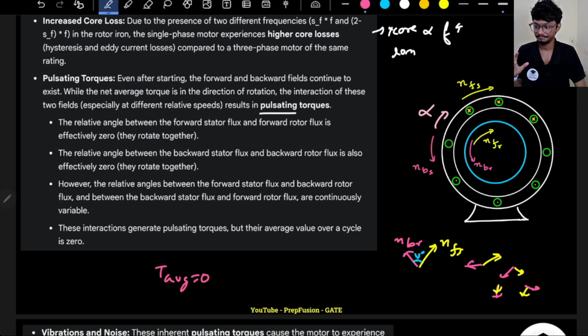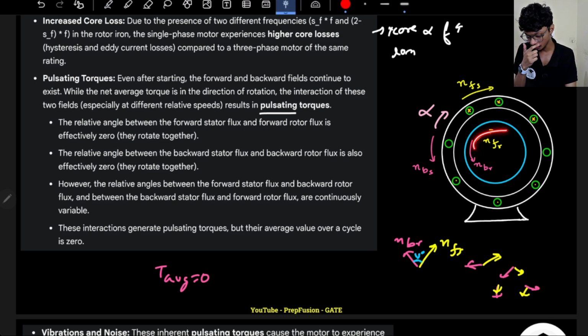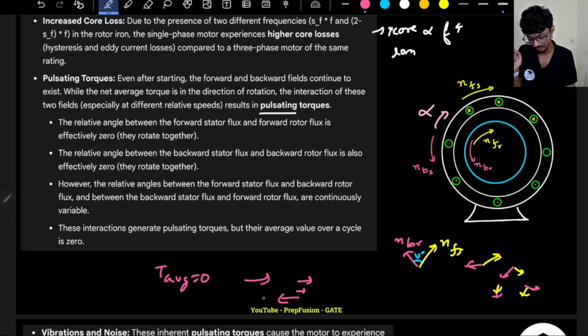But in between, when the rotor is rotating, it is still producing some torque, because the angle between the forward rotor field and the backward stator field is not either 0 or 180. It is sometimes 10 degrees, 20, 25, 30, something like this. So it keeps on changing, which means the torque will also keep on changing. For a certain second the torque will be somewhat positive, then it will reduce, then go negative, more negative, and then reduce again. So torque is also pulsating. I will get a pulsating torque.